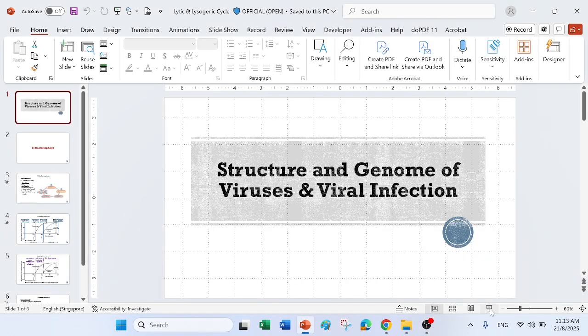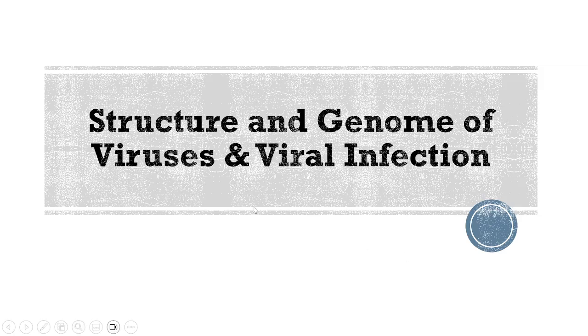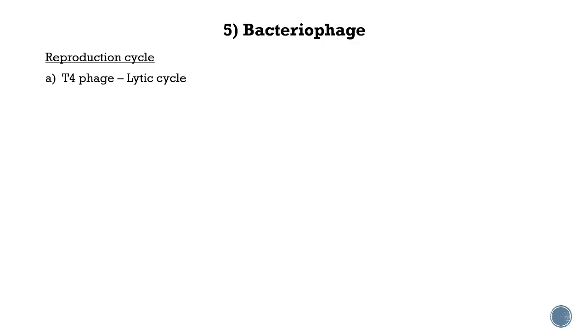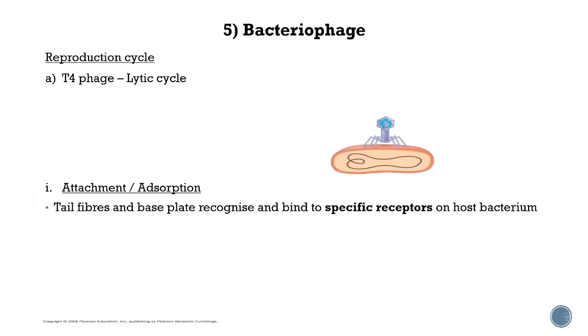Okay, after looking at the structures of the bacteriophages, now we're looking at the reproductive cycles of the bacteriophages. So in the previous video, we already mentioned that the T4 phage reproduces only by the lytic cycle. So now we look at how the lytic cycle is carried out. The first step is to attach the virus to the host cells.